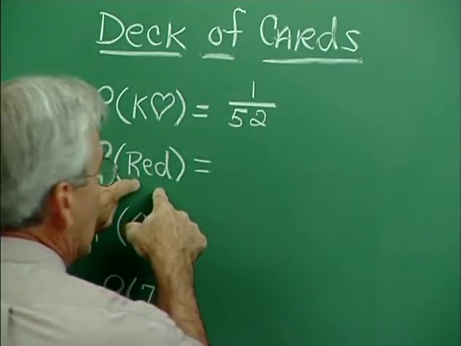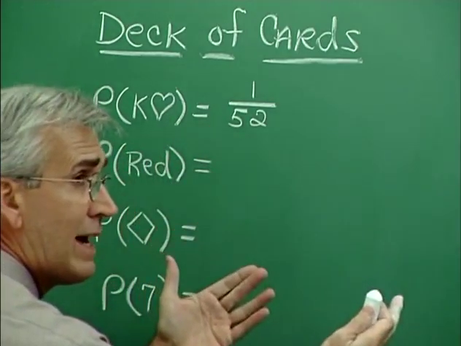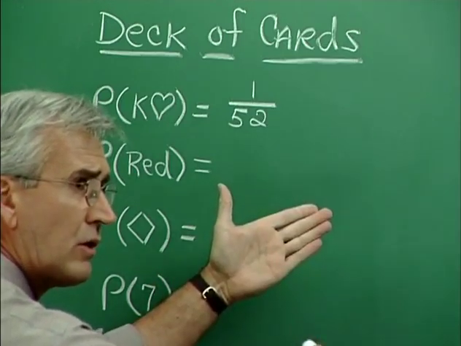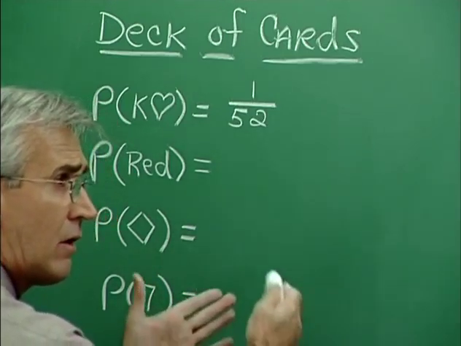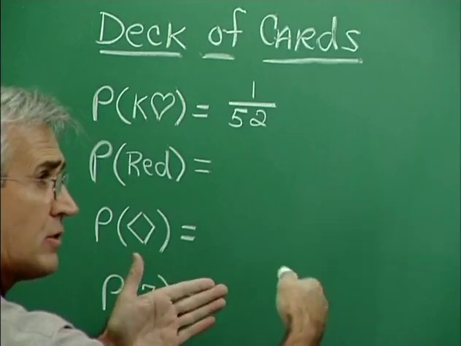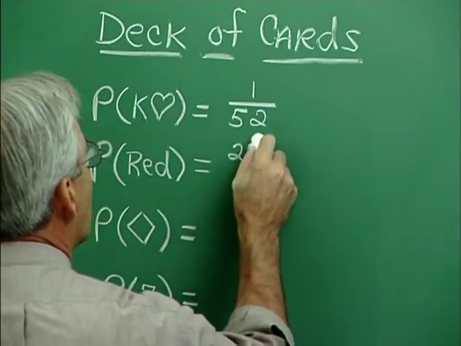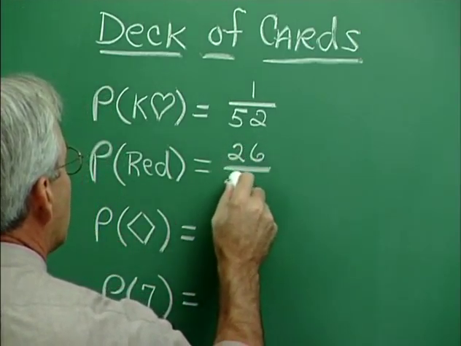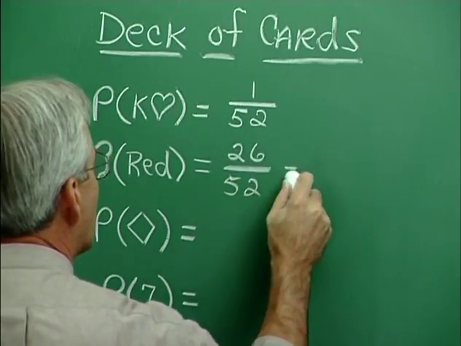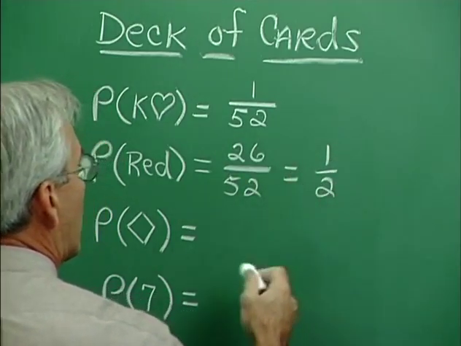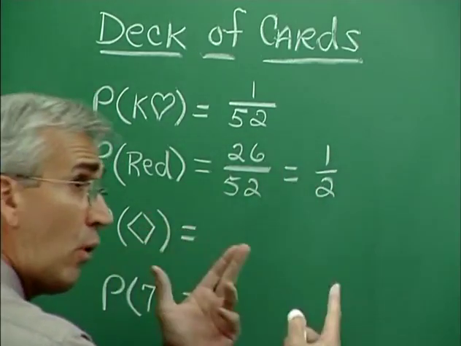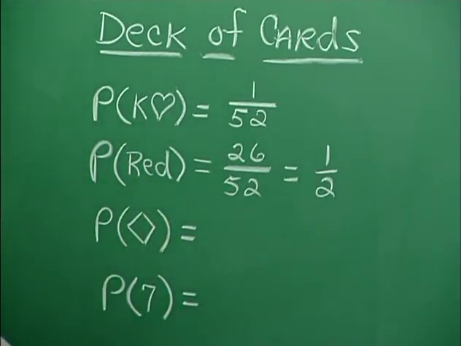Probability of a red card. Well, in the deck, how many are red? Well, all of the hearts and all of the diamonds are red. There are 13 hearts and 13 diamonds. Gee, that's 26 cards that are red out of the deck of 52 cards. This can be reduced to 1/2. So the probability is 1/2 or 0.5 of drawing a red card.